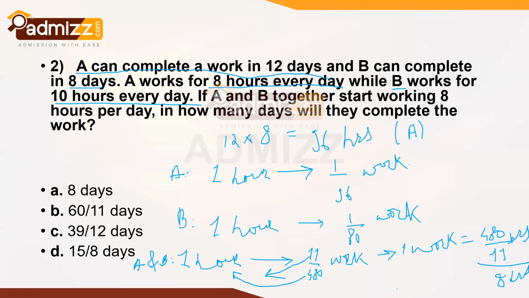So this will give us the number of days that they require, which is equal to 60 over 11, because 480 divided by 8 is 60. So this is the correct answer in days, right? They require 480 by 11 hours to complete the entire work. And since they work for 8 hours in a day, they'll require 480 over 11 whole divided by 8, right? Was this clear to everyone? All right, awesome.